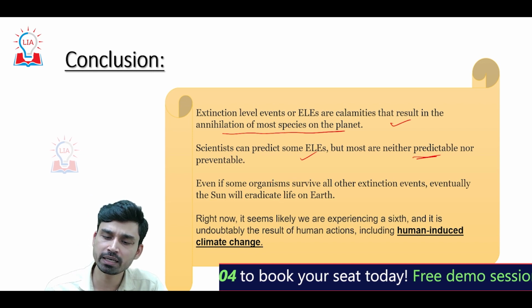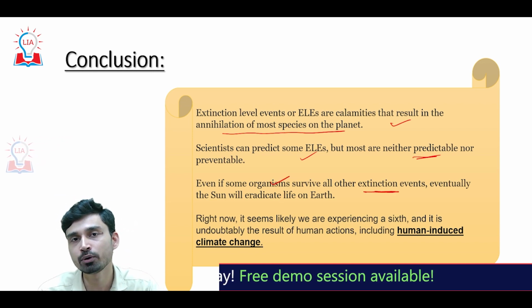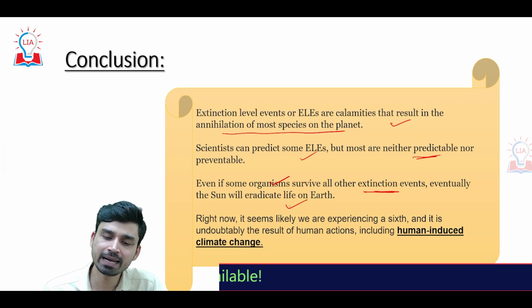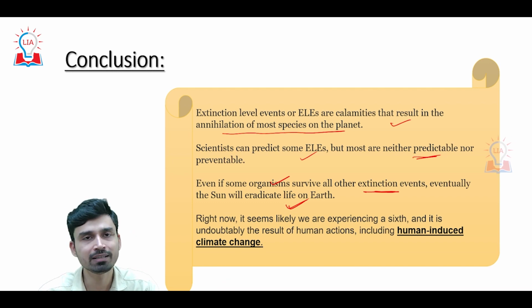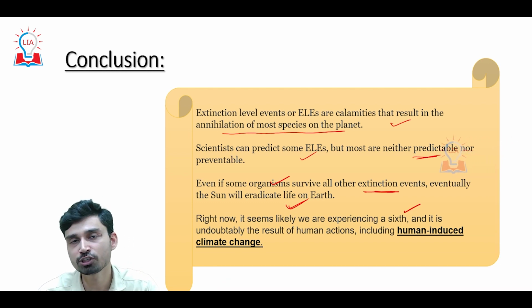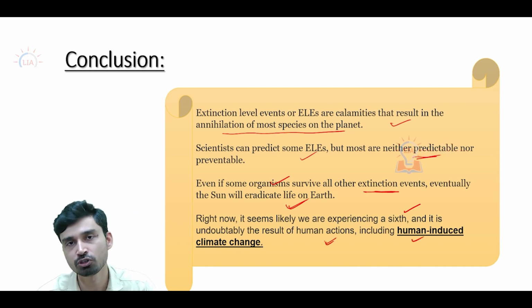And even if some organisms survive all other extinction events, eventually we know that the sun is going to enter its red giant phase, and in the end it will eradicate life on the Earth. So right now it seems like we are experiencing a sixth mass extinction event, which is undoubtedly the result of human actions, including human-induced climate change.